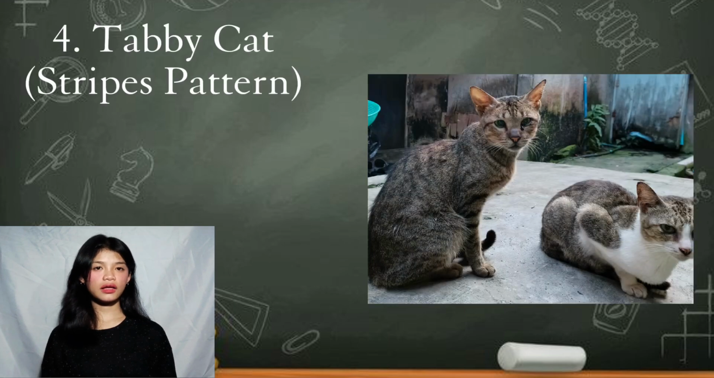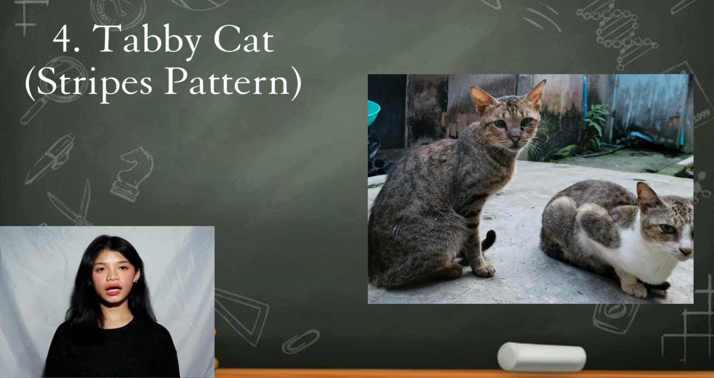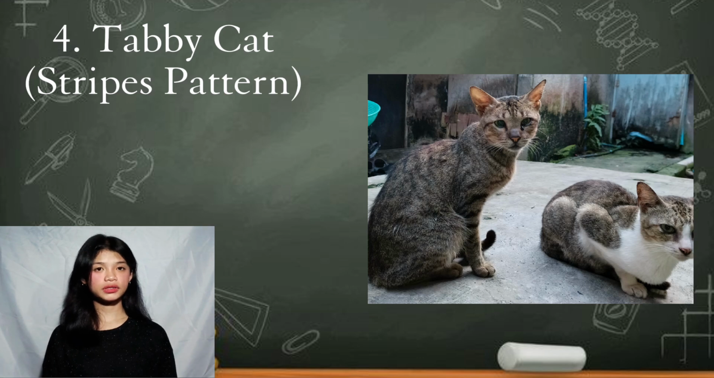Next, a tabby cat is an example of stripes. Stripes are a form of linear pattern repeating at regular intervals. A tabby cat's fur has natural stripes, which are genetic markings that help with camouflage.